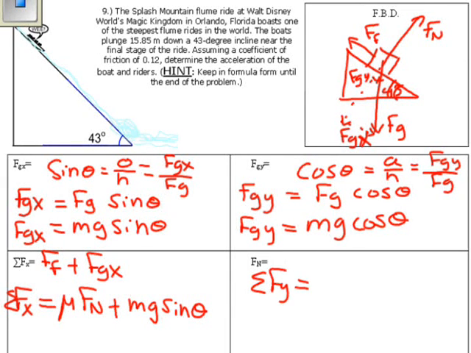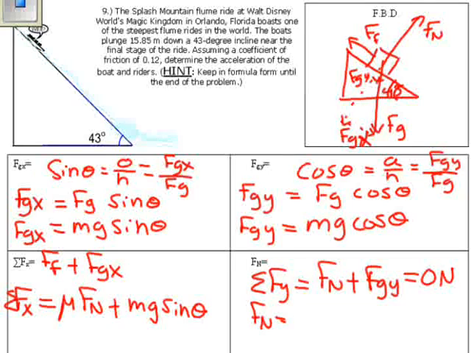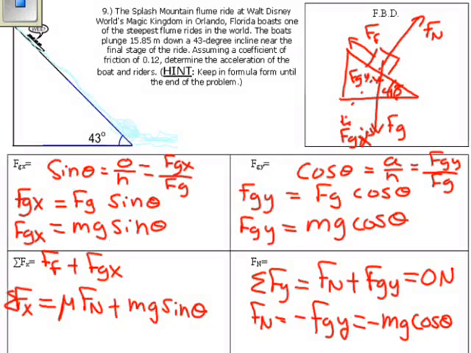What we do know is that the sum of the forces in the y direction is going to be equal to 0, because it's not accelerating and it's in equilibrium in the y-axis. So we have the normal force plus Fgy. Solving for Fn, we get Fn equals negative Fgy. Substituting in what we already know, Fn is now equal to negative mg cosine theta.